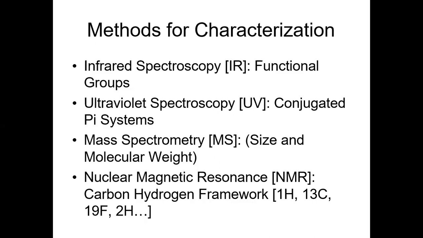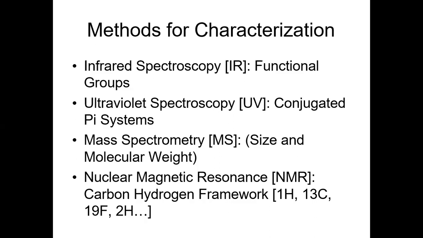UV spectroscopy is another, and that's just used to identify conjugated pi systems. So you can imagine if you're doing Diels-Alder chemistry and you're making Diels-Alder products, or you're doing some chemistry with aromatics, this is a good method to verify what products you have.